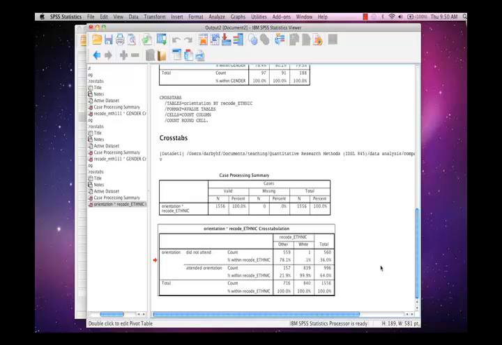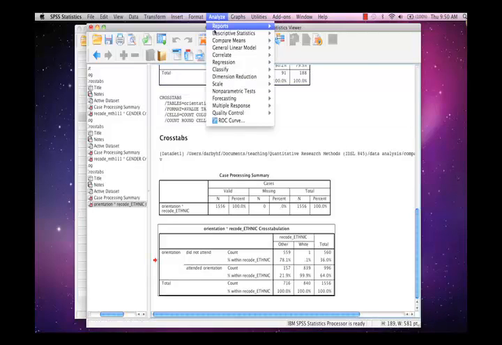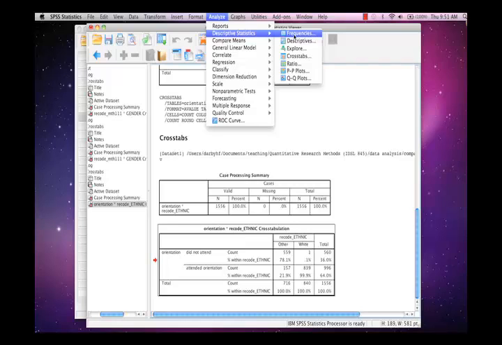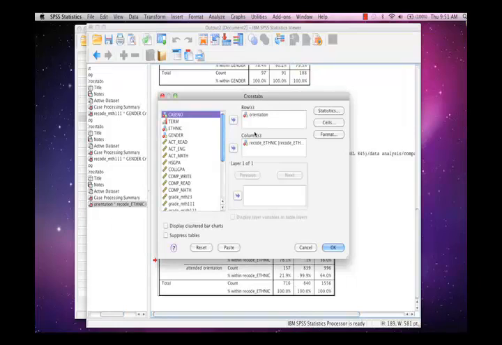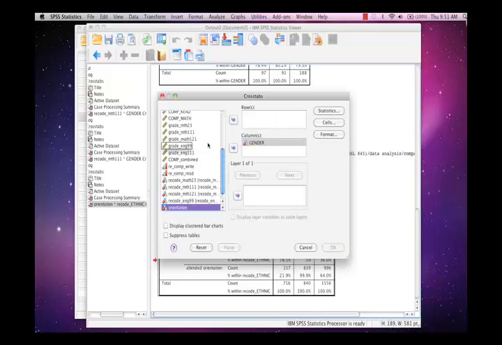So let's look at one more. Let's look at the difference between gender and math in 121, which is college level algebra. Cross tabulations. My independent variable is going to be gender. My dependent variable is going to be recode math 121, which is college algebra.